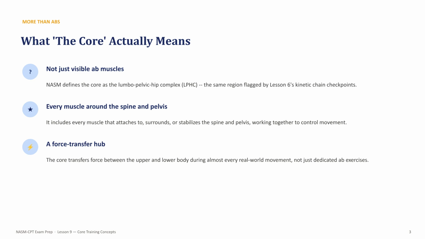movement. And here's the bigger idea. The core is a force transfer hub. It transfers force between the upper and lower body during almost every real-world movement, not just dedicated ab exercises. This reframe is really the spine of the whole lesson. Everything that follows makes more sense once core means LPHC, not six-pack.